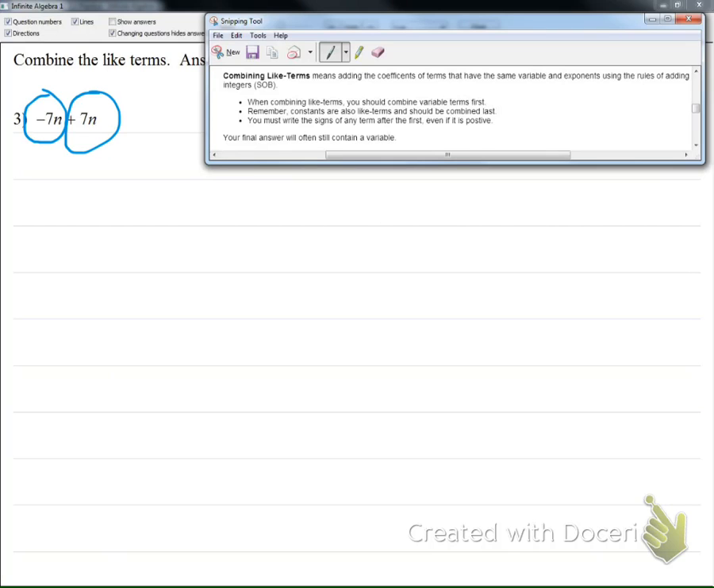A negative 7n and a positive 7n, look at those coefficients. Negative 7 plus 7. What do we call those when the numbers are the same but they have opposite signs? It's an example of a zero pair. So they actually cancel each other out. Your final answer is just 0. There's no variable. You don't write 0n. It's just 0.